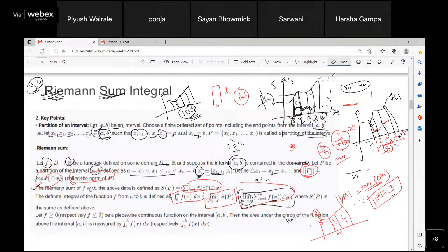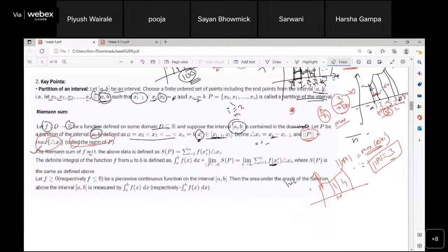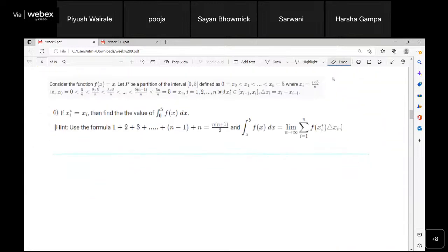So this is equal to a definite integral. Let me discuss one question that will be easier. It's given to us: the function f of x equals x, with a partition of the interval 0 to 5. Our interval is given to us in terms of xi, and x0 is like this. It is the extension of this; if you put i equals 0, 1, 2, 3, you will get this.